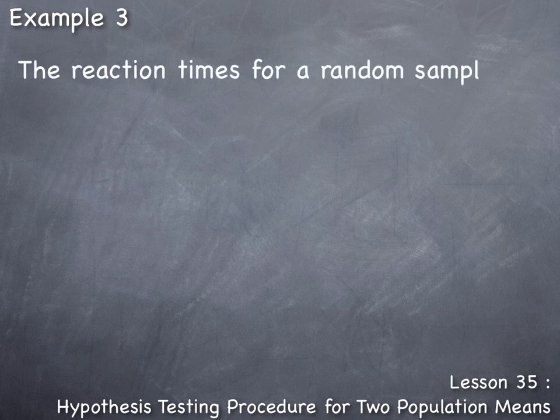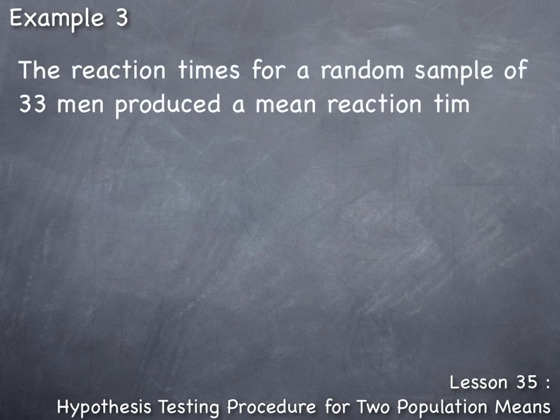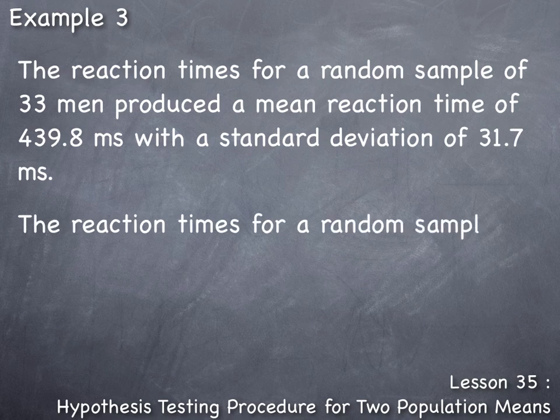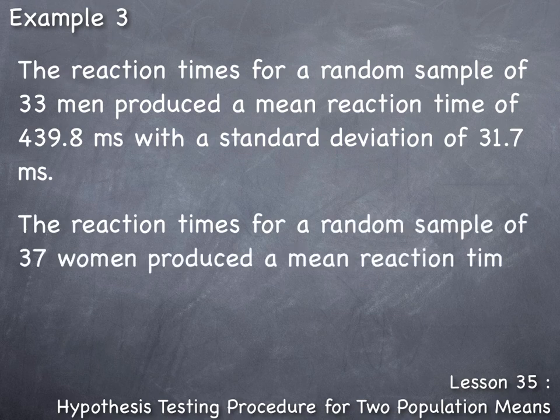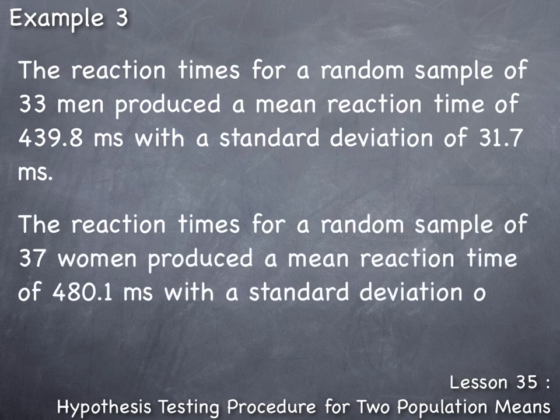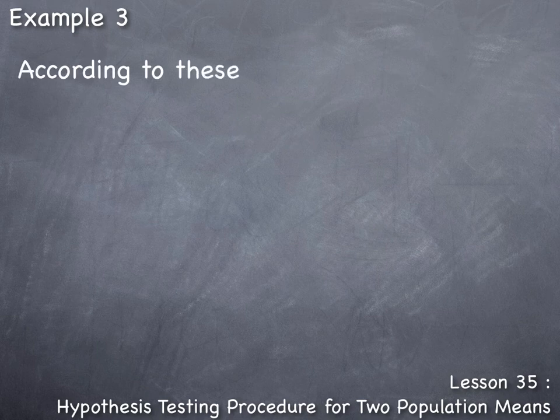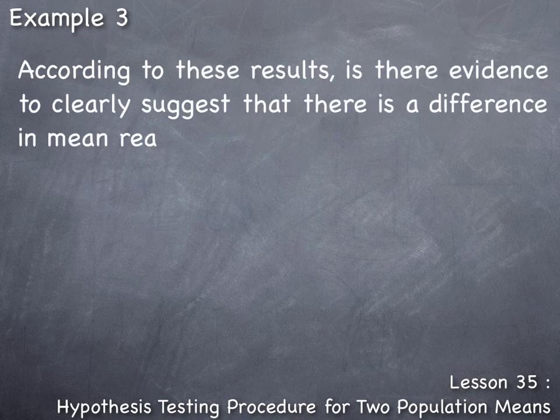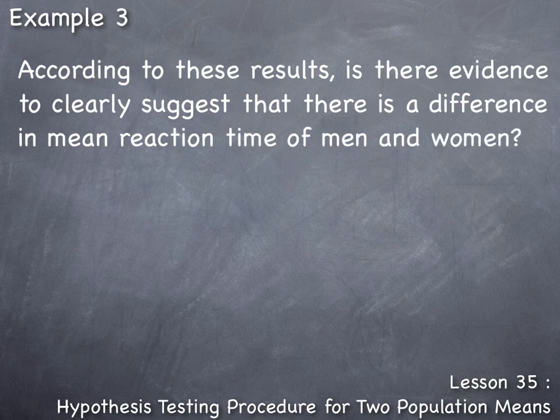The reaction times for a random sample of 33 men produced a mean reaction time of 439.8 milliseconds with a standard deviation of 31.7 milliseconds. The reaction times for a random sample of 37 women produced a mean reaction time of 480.1 milliseconds with a standard deviation of 42.6 milliseconds. According to these results, is there evidence to clearly suggest that there is a difference in mean reaction time of men and women?